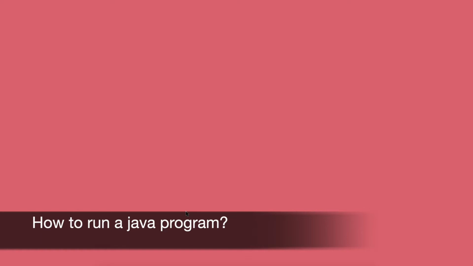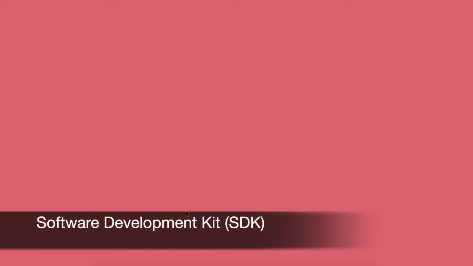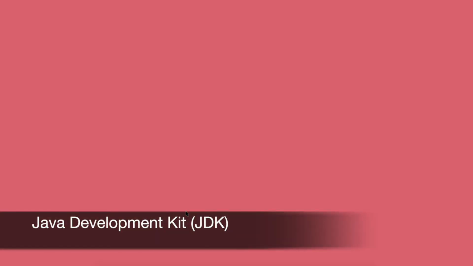So actually, we need to install an SDK for running a Java program, and also we need to have an IDE, right? So the SDK or software development kit for Java is JDK. So we need to install a JDK, which is Java Development Kit, right? And also for the IDE, there are several options.